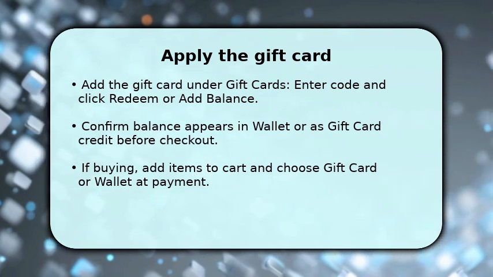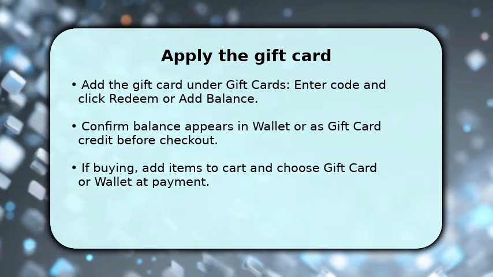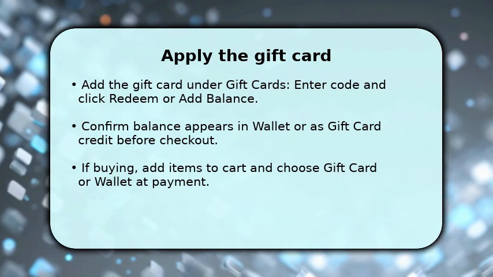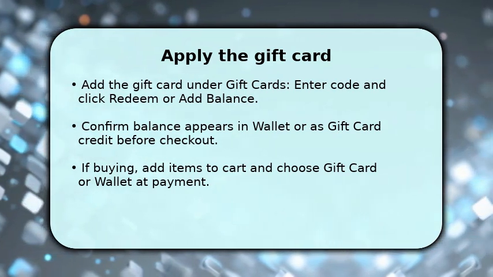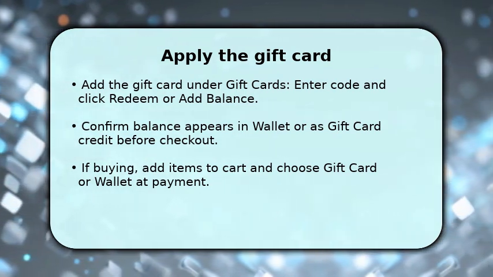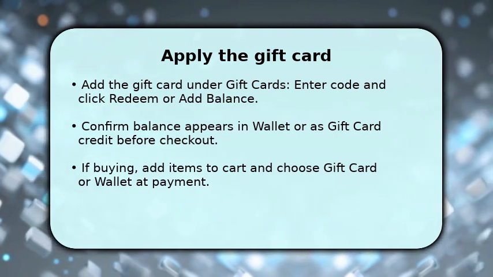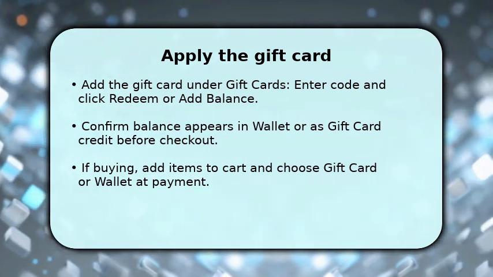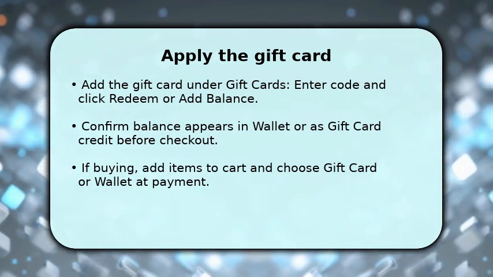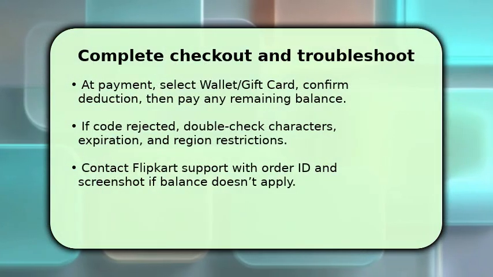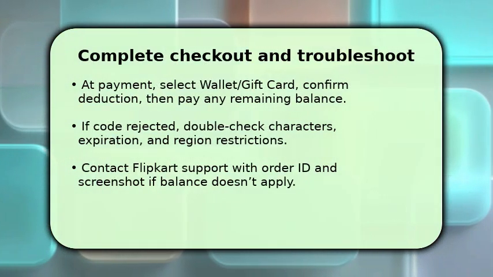When you shop, add items to your cart, and at checkout select Wallet or Gift Card as the payment method. If the balance covers part, you'll be prompted to pay the remainder with another method. You proceed to payment and choose Wallet or Gift Card. Verify the correct amount is deducted, and then complete payment for any shortfall using another method.